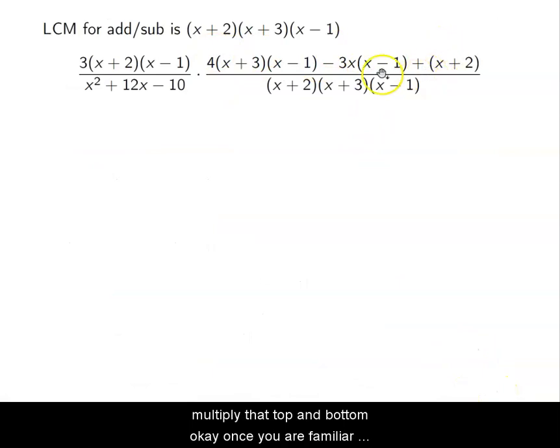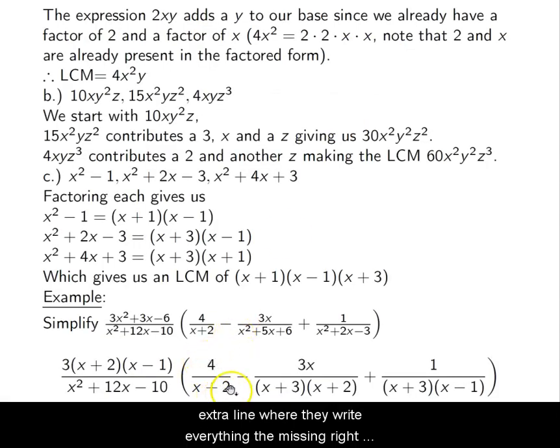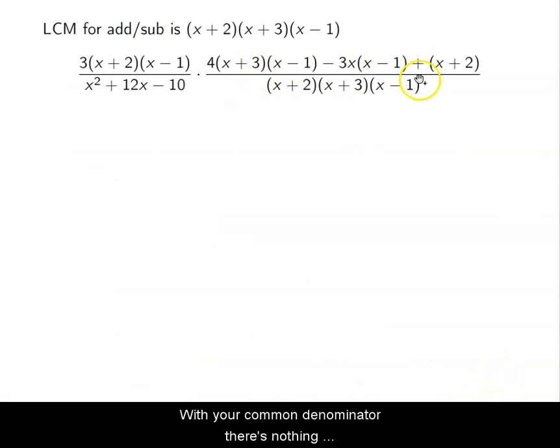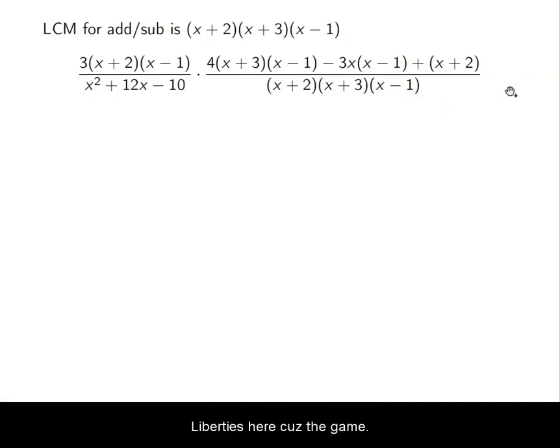Once you are familiar with that, it's very nice because it seems like you get to skip some steps. A lot of students will write an extra line where they write everything they're missing, and then they combine them with their common denominator after that, and that's fine. There's nothing wrong with writing more, but I'm taking some liberties here because this should be somewhat of a review. You should be somewhat familiar with this material, right?